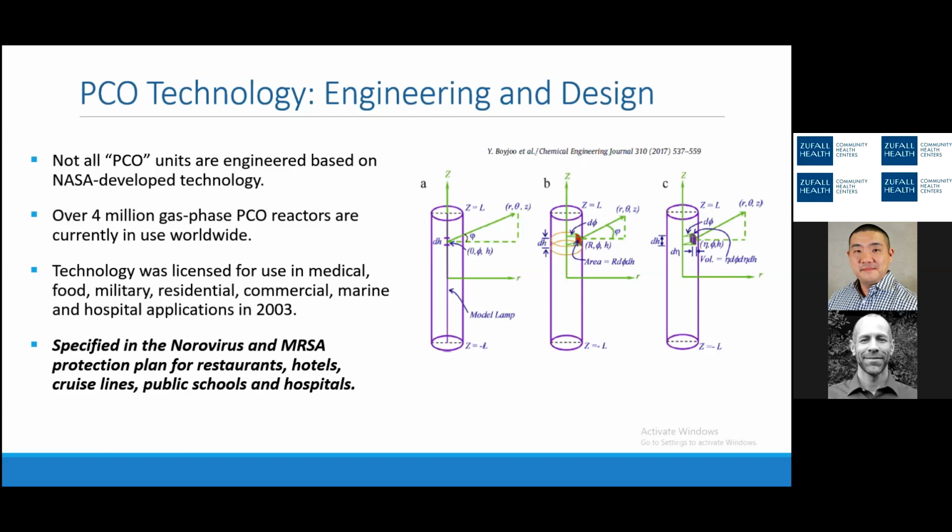NASA licensed this technology for commercial use back in 2003. Since then, it's been used in medical applications, the food industry, military, as well as residential and commercial applications. There are over 4 million of these gas phase PCO reactors currently in use, and they have been specified for the norovirus and the MRSA protection plan for various industries like restaurants, public schools, and hospitals.